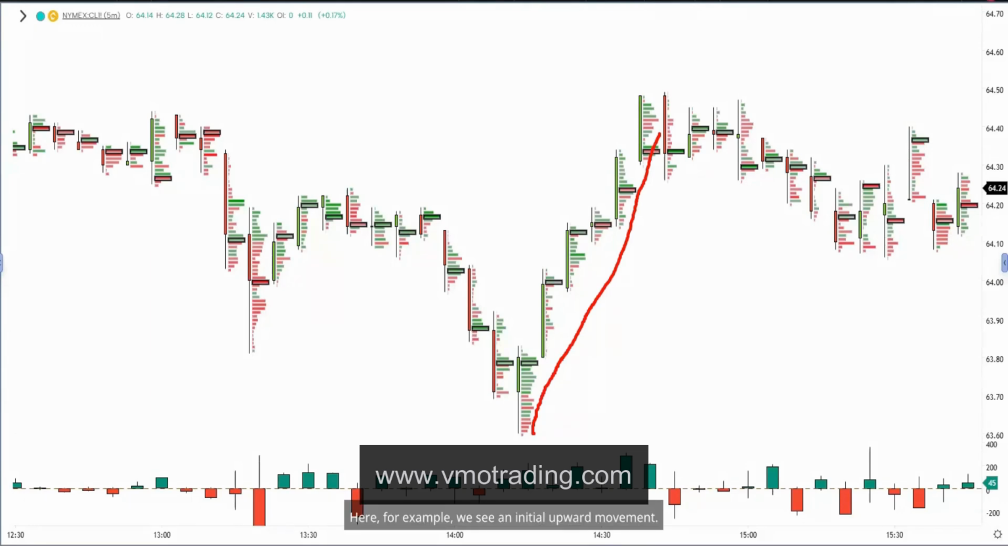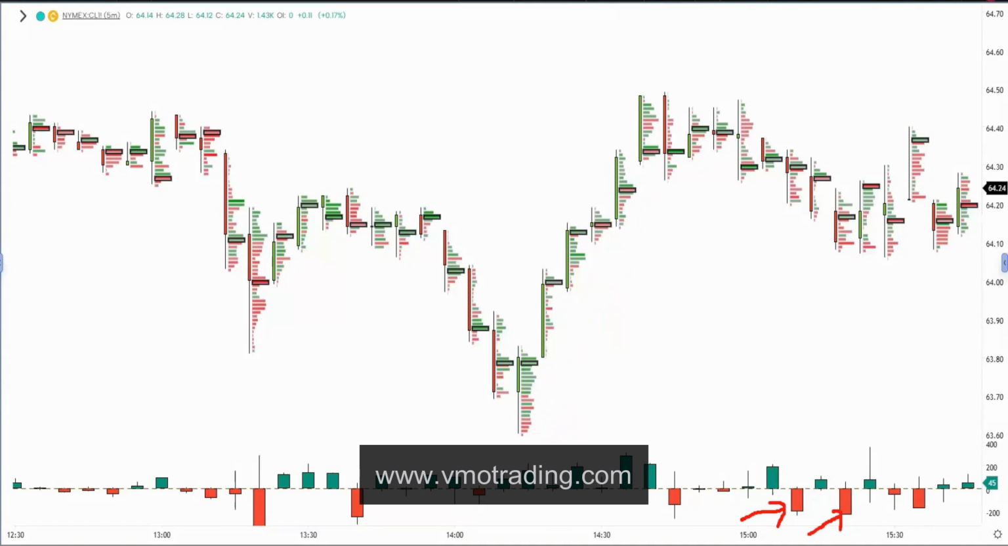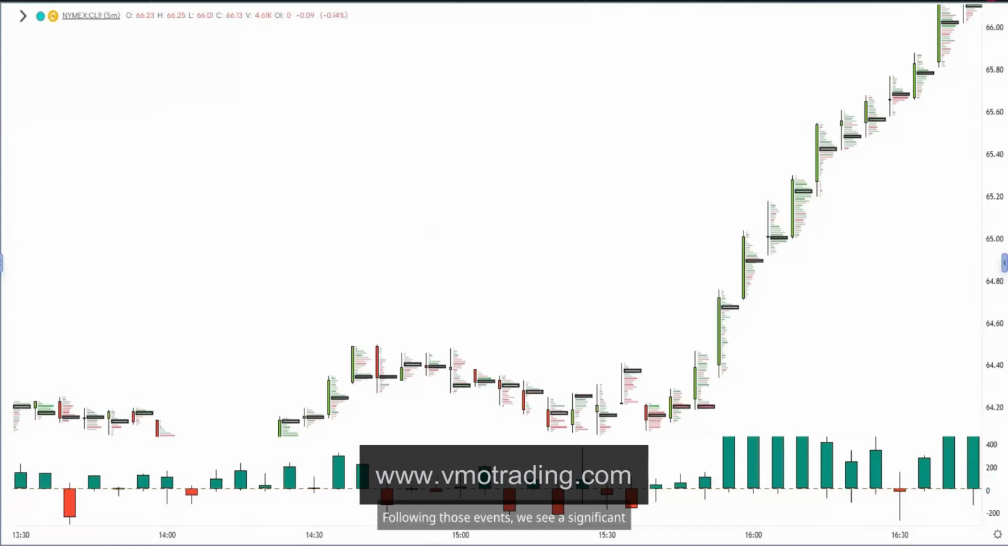Here, for example, we see an initial upward movement. The price then makes a slight retracement. During this, you can see increased delta activity. Following those events, we see a significant and powerful upward trend in light sweet crude oil.